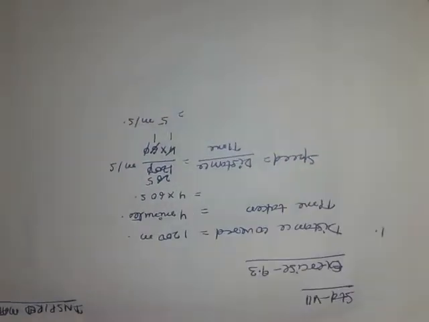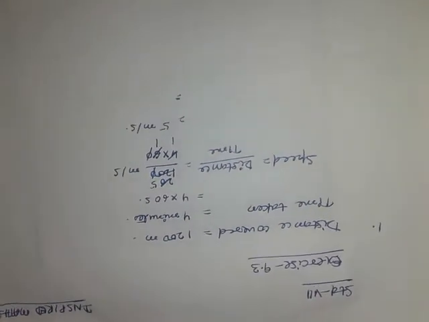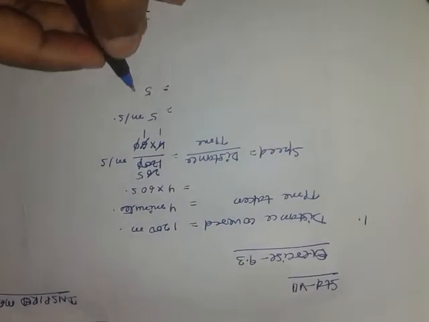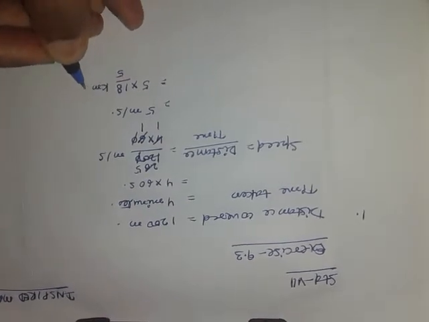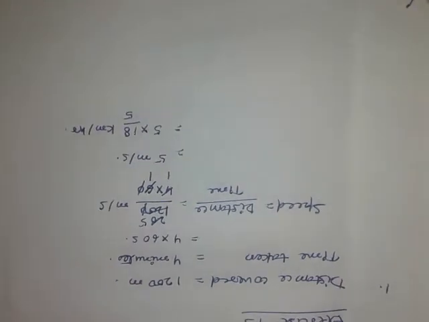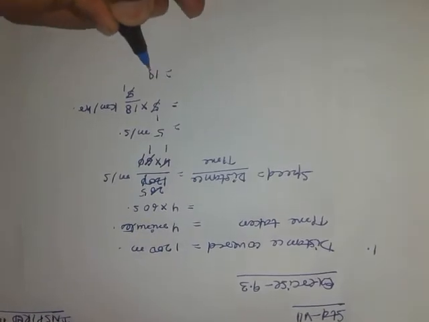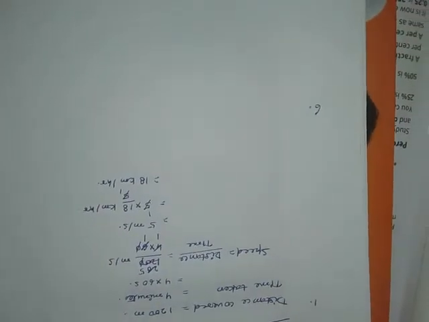Now as you know, if you want to change speed from meter per second to kilometer per hour, then we have to multiply it by 18 by 5 kilometer per hour. I think you have memorized this by yourself. So what is our answer here? 18 kilometer per hour. I think I may be correct here. You can check the answer also.